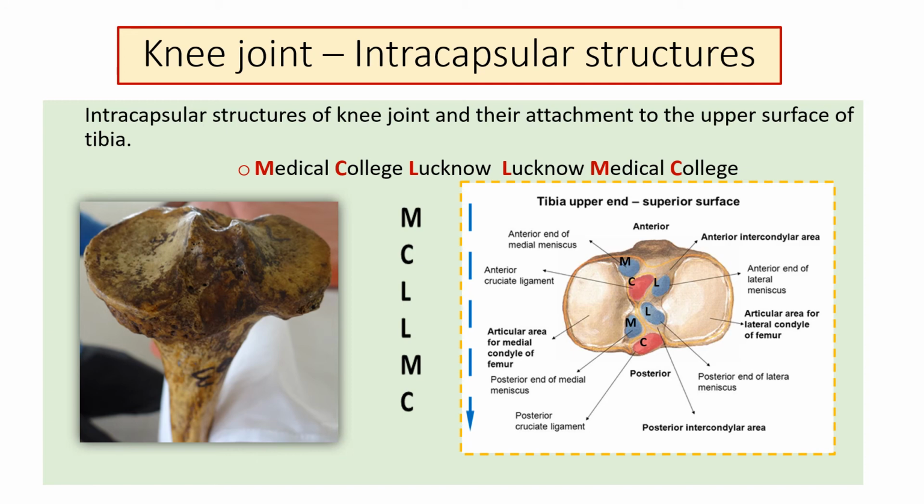Now let us see the intracapsular structures of knee joint that are attached to the upper surface of tibia. In this picture, you can see the bone tibia, the upper end of it you are seeing, and this is the medial condyle and this is the lateral condyle, and then this is the intercondylar area. What you are seeing is the posterior surface of it, and then the attachments to the intercondylar area in relation with the upper surface of the tibia.